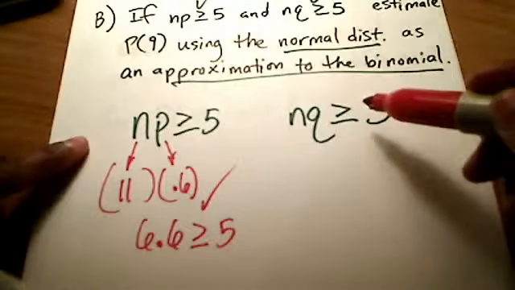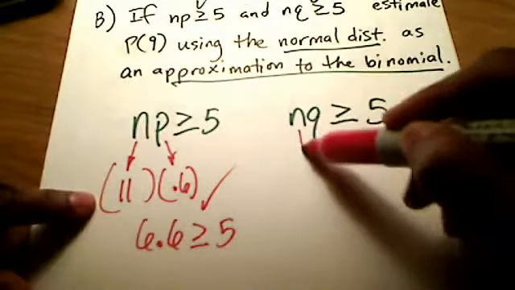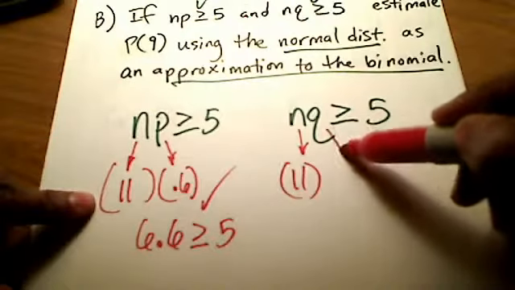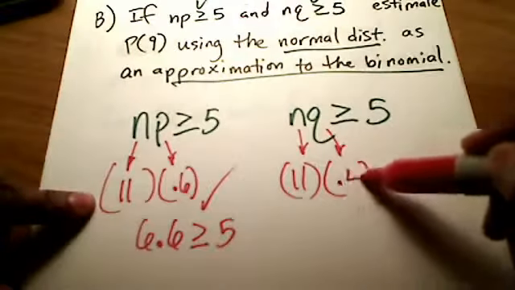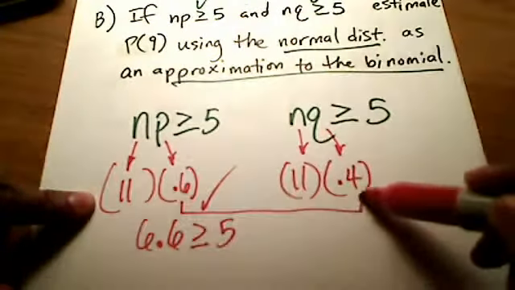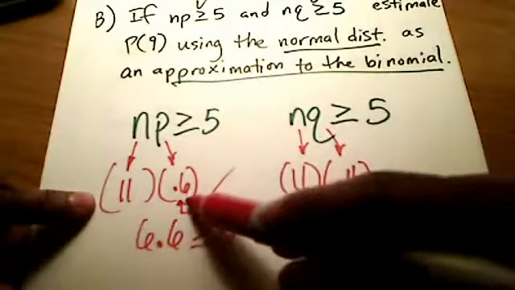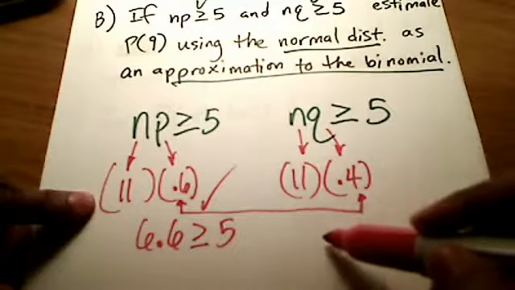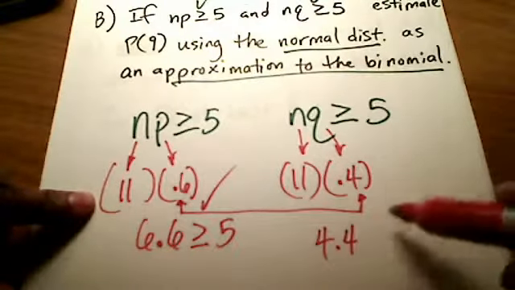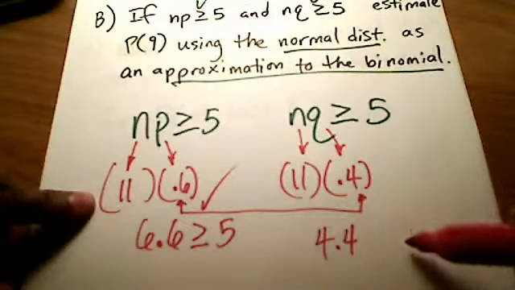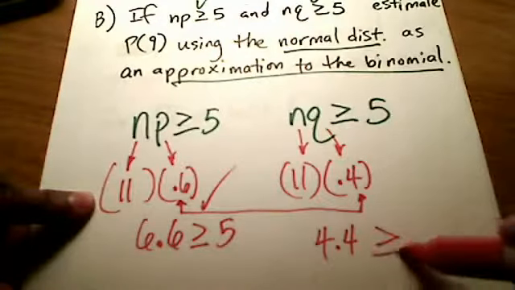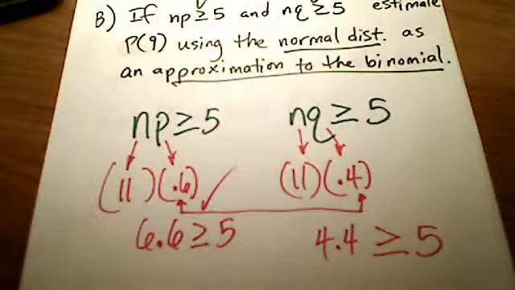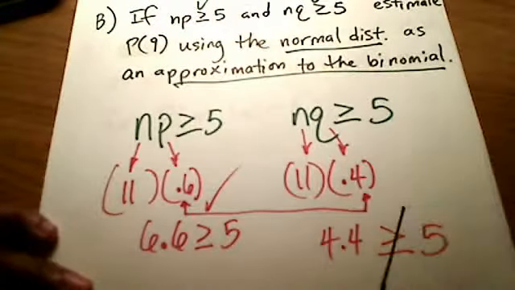But take a look at this one over here. My n being 11, and my probability of failure is 0.4. And again, these two things here are complements of each other. So if this one is 0.6, automatically that one's 0.4. You'll see that this product works out to be 4.4. Hey, wait a second here, that doesn't quite match, right? That's not greater than or equal to 5. That doesn't work out. So let me put a slash through that because that's not true.